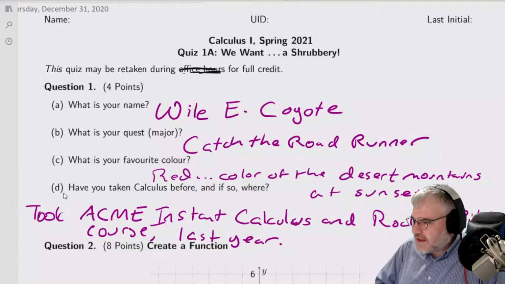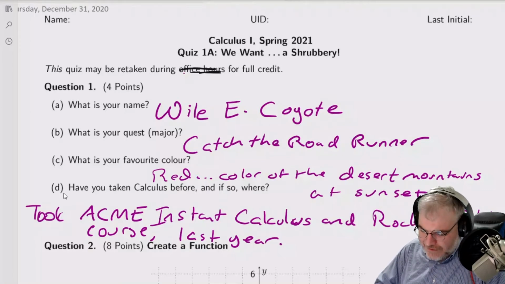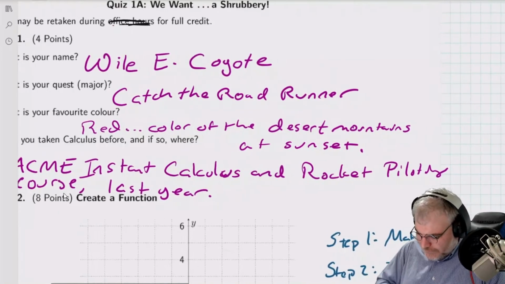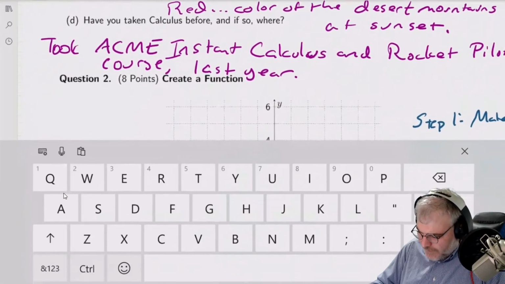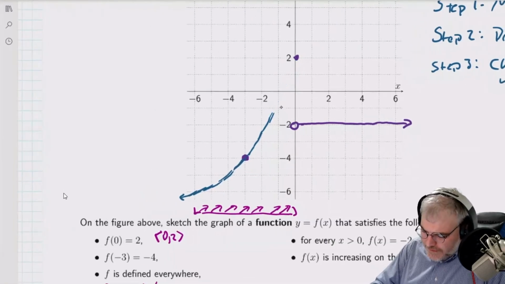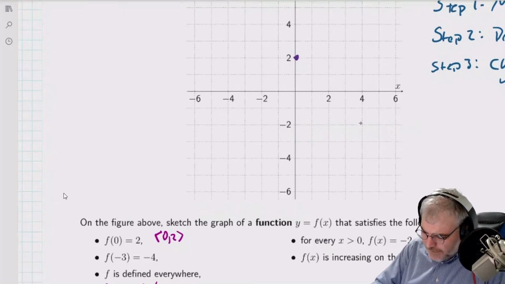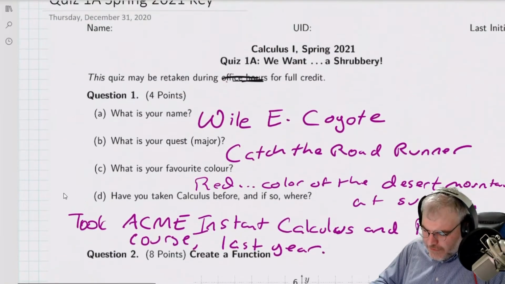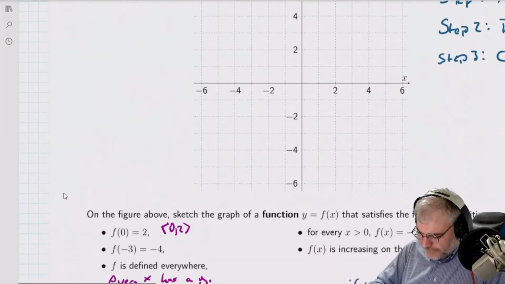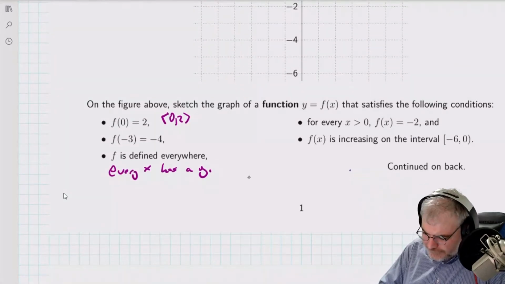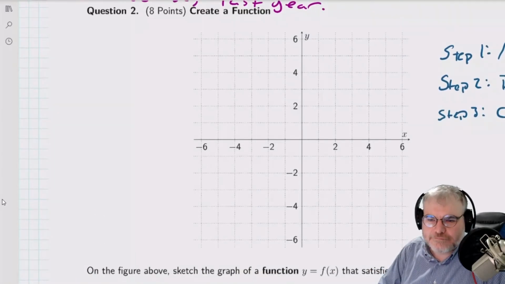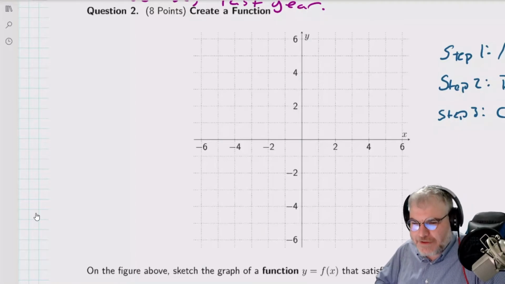Okay. What is your name? Wiley E. Coyote. What is your quest? To catch the Road Runner. Beep, beep. Have I taken calculus before? I took Acme Instant Calculus and Rocket Piloting course last year. All right. This problem here, let's get rid of the thing here. These graphs, so 1 to 5, how do we feel about Question 1? Okay, we know our name and why we're here.